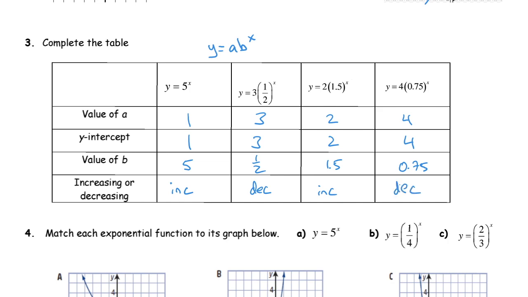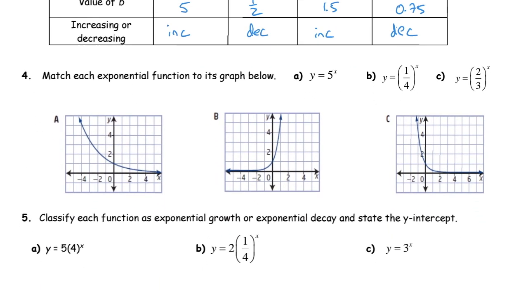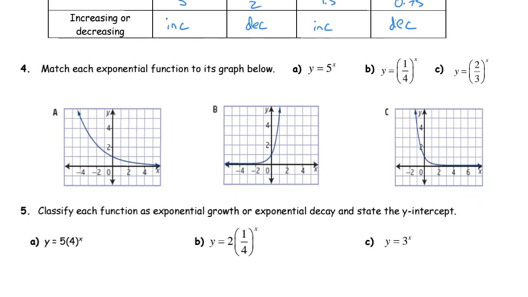This next one is a matching graph here. So we've got y equals 5 to the x. Now I've got to think about that. I know that's going to be an increasing function. So it's got to be B. Okay, so this has got to be y is equal to 5 to the x. That's the only increasing one we've got there. Okay, so A goes with B here. 1/4 to the x. Okay, so it's going to be decreasing.